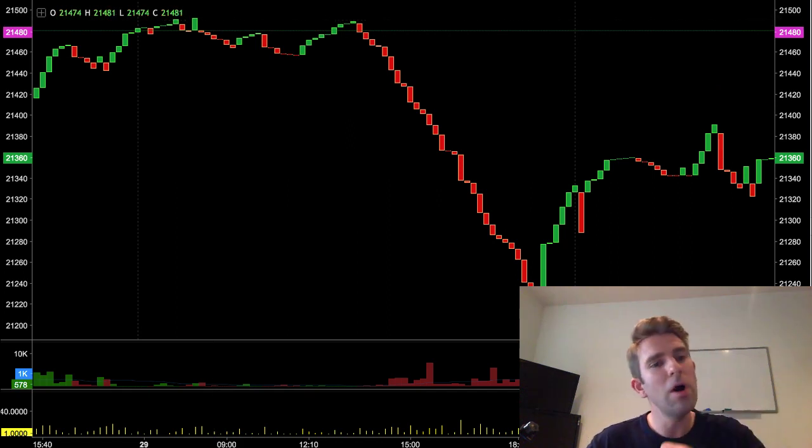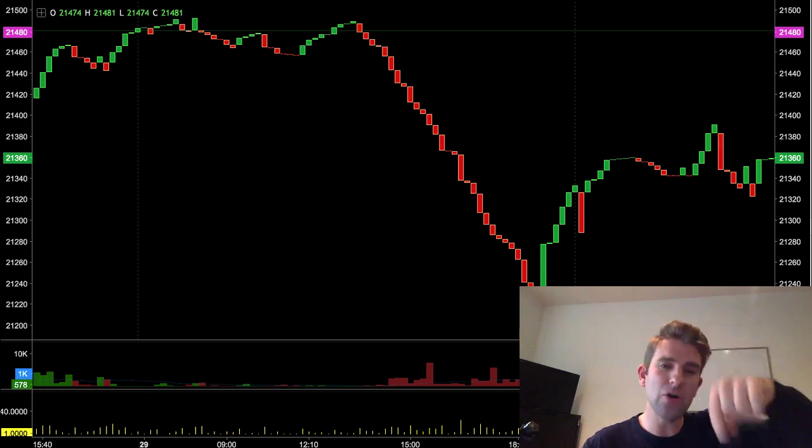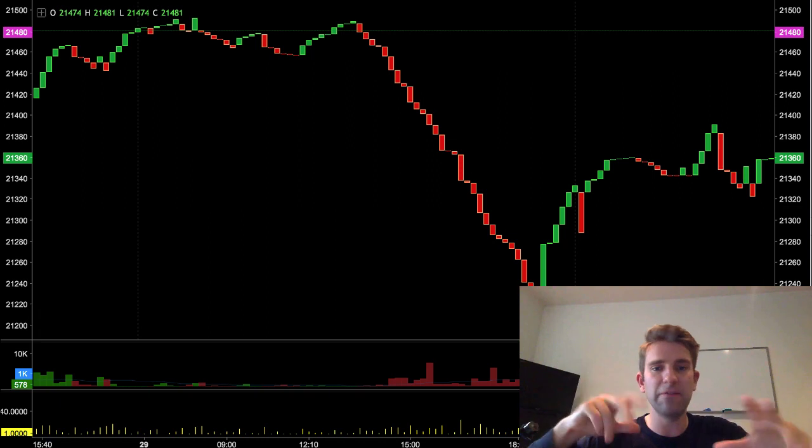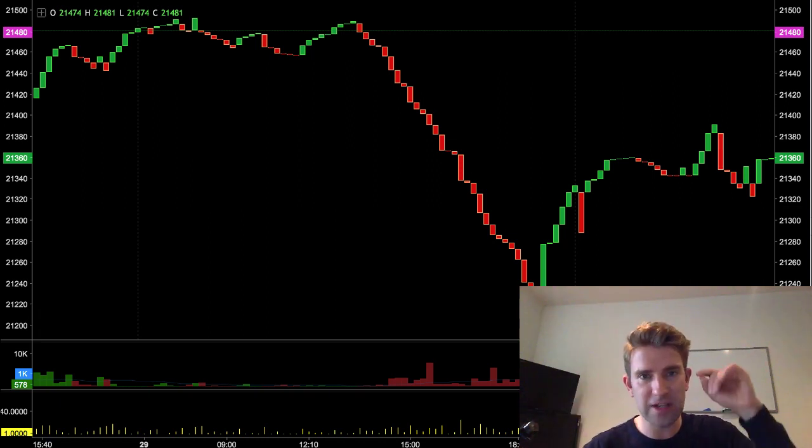So 3-line break, worth looking at. Go and check it out on Google, or give me your comments below if you use it. If you've got another way of using it, perhaps you use it on different settings, perhaps you have a different way of trading it, would love to hear your thoughts on it.